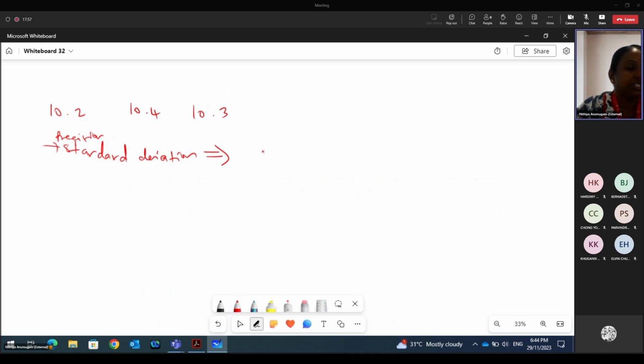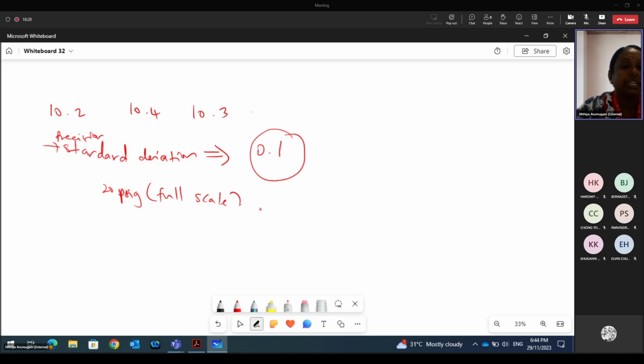So the standard deviation for this will be 0.1. Find out what is the mean, and then with the mean, you need to calculate the standard deviation. So the standard deviation will be 0.1. Using this 0.1, and the full scale of pressure is 20 PSIG at full scale, how do we calculate the percentage of full scale?